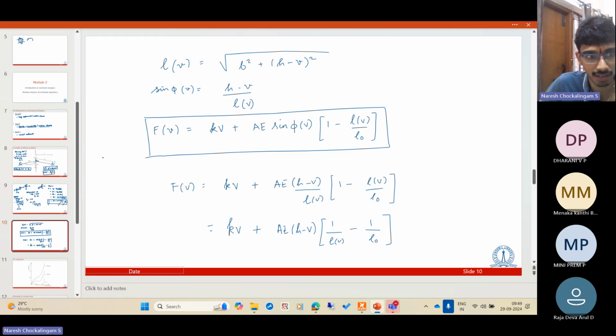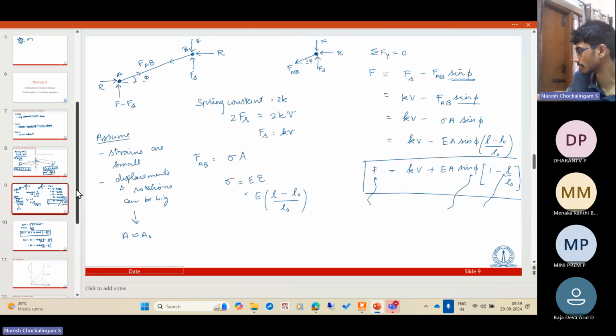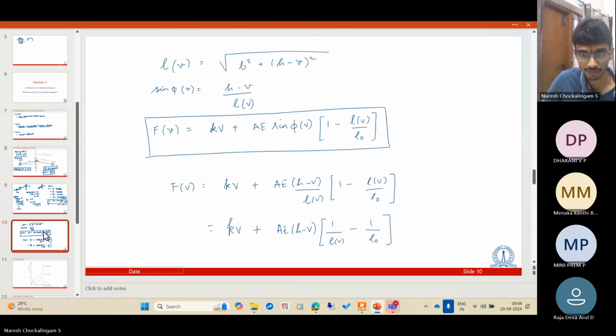No, that's fine. H by L is fine. Yeah, I think this is okay. It is L. What was the final expression? It is L naught by L minus 1. Yeah, this is totally fine. So this is the expression for force we are having in terms of the displacements.